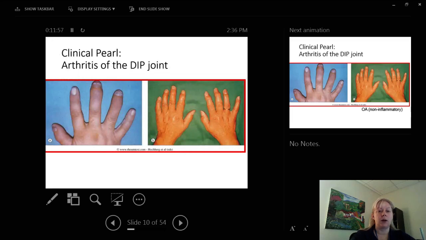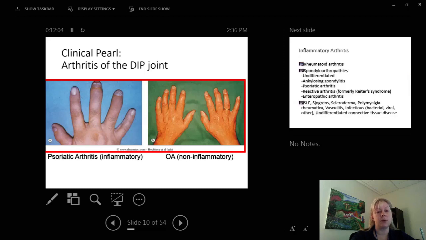Here's some arthritis here. So on the right is non-inflammatory, and on the left is inflammatory. So I can tell the difference. On the right, it's more bony, and on the left, you can see where there's some softness to it. It's more spongy.